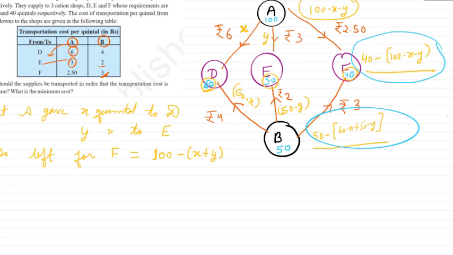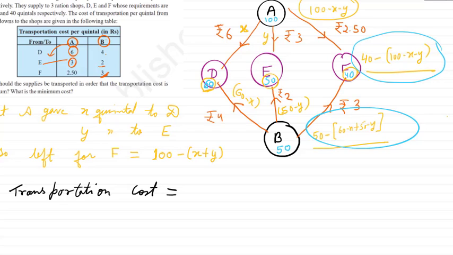Now we will just write all the information from the diagram obtained. For now we have to find out the transportation cost. So what will the transportation cost be? Now we have to frame the equations. So here we will go one by one.